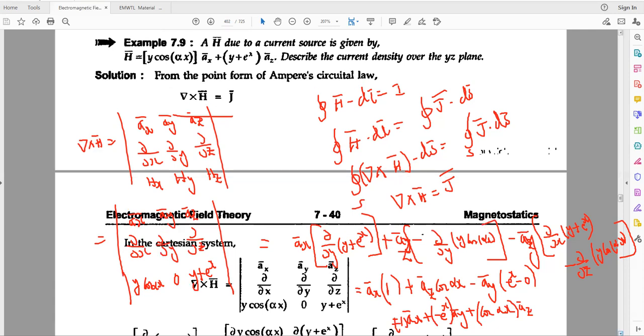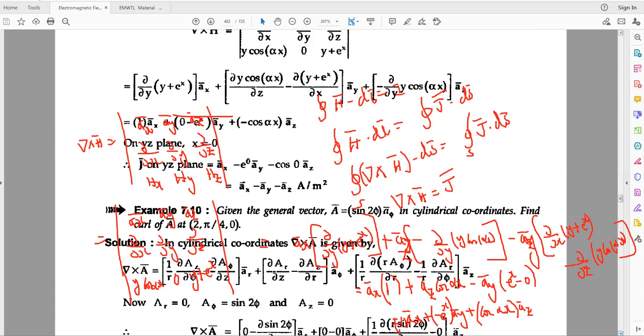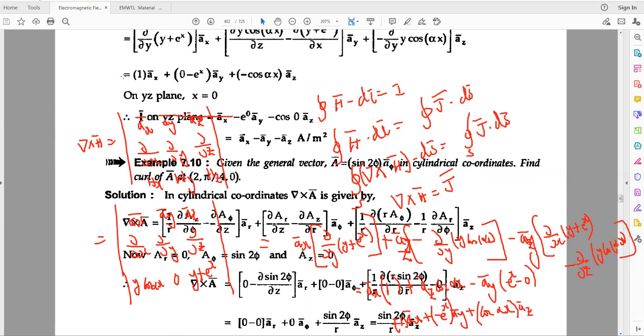Okay, my dear students, whenever we apply the cross product, the AX bar coefficient is 1, the AY bar coefficient is minus e power x, and the AZ bar coefficient has a minus already there. Sorry, see here there is a minus, so write that minus cos alpha x as the AZ bar coefficient.